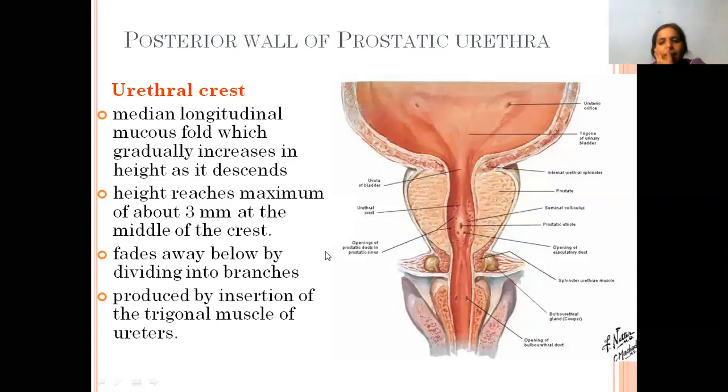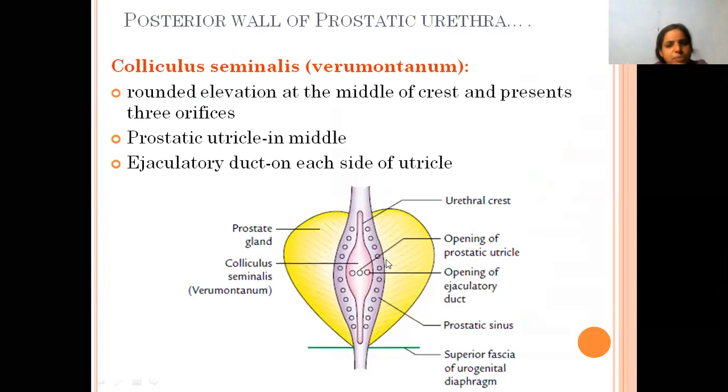Now see here, there is one midline elevation in the prostatic urethra. This midline elevation is the colliculus seminalis, also called the seminal colliculus. And there is a small sharp raised ridge here, called the urethral crest. I kept this same picture so that you don't get confused. We have the prostatic utricle and openings of the ejaculatory ducts. These are all prostatic sinuses which are opening.